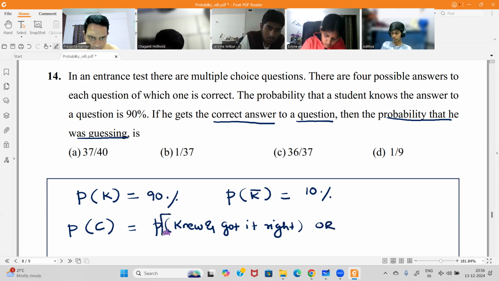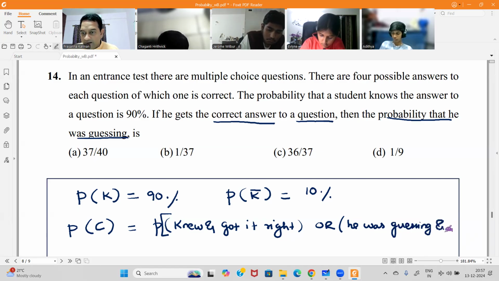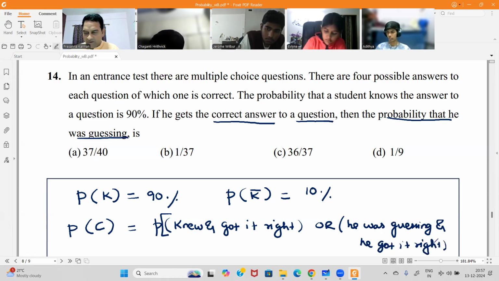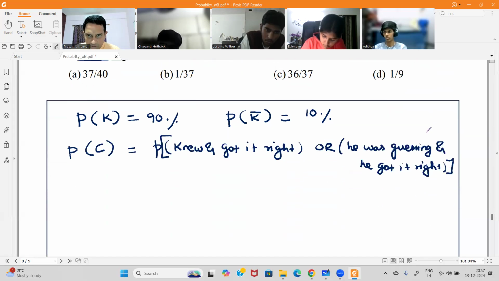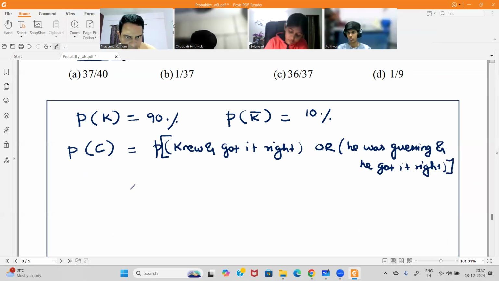Or he did not know. That means he was guessing, and he still got it right. Perfect. That's what it means, right? I'm just writing it in words so that it is very clear to you.